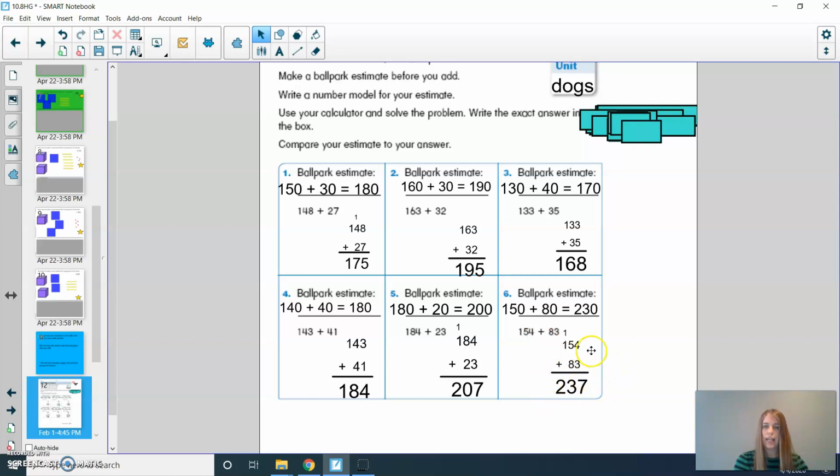Boys and girls, take a look at how close my ballpark estimate was to each of my actual answers. I want you to double check and make sure you have this page correct. If you're noticing any mistakes, please fix those with your pencil and eraser.